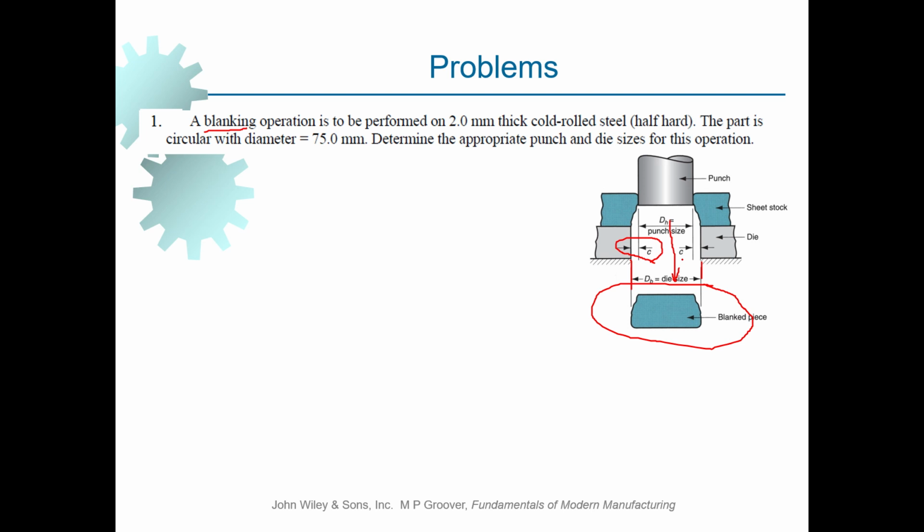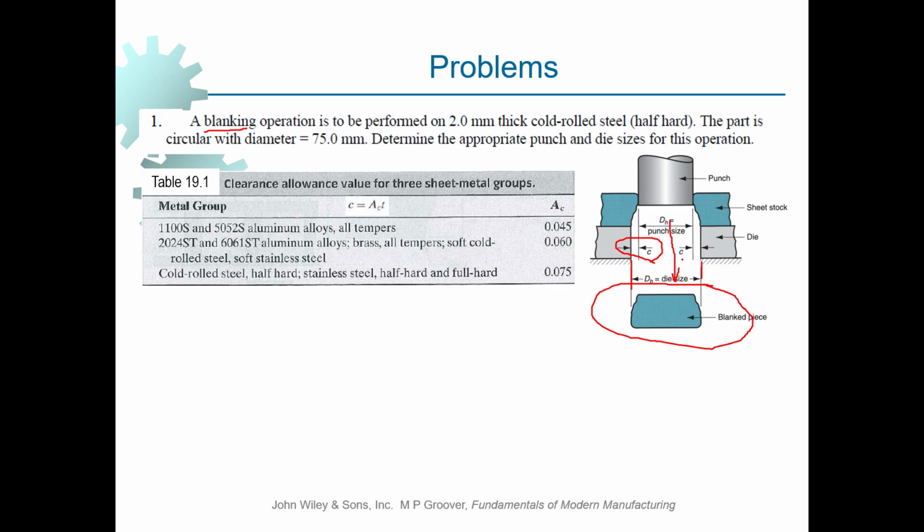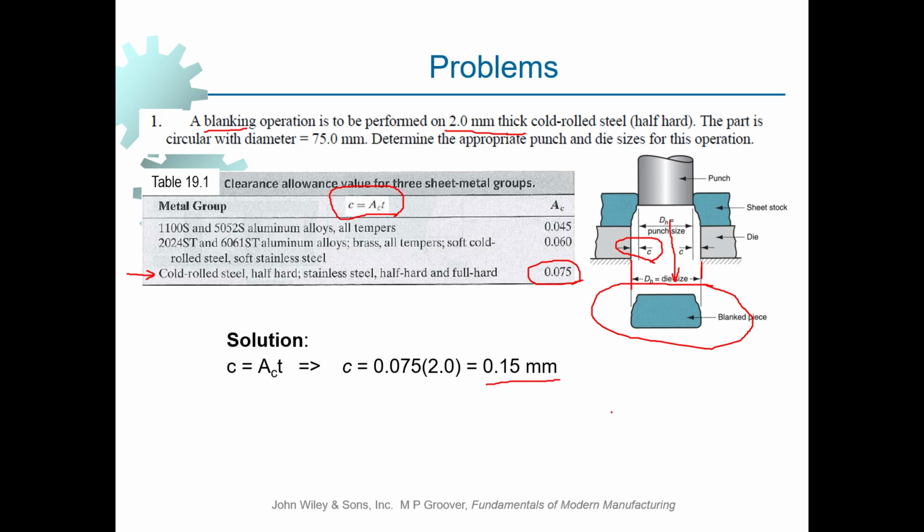So we need to compute C first, and this is the table for clearance allowance. When we know the quality of the workpiece material, which for this given case is cold rolled steel half hard, then the value of AC is 0.075. Now by making use of the equation for clearance, which is also given here, if we substitute this value into this equation and also substitute the value of T, which is given to be equal to 2 mm, then we can easily get the value of C. So AC times T, 0.075 times thickness, which is 2, is giving us clearance for this given operation.